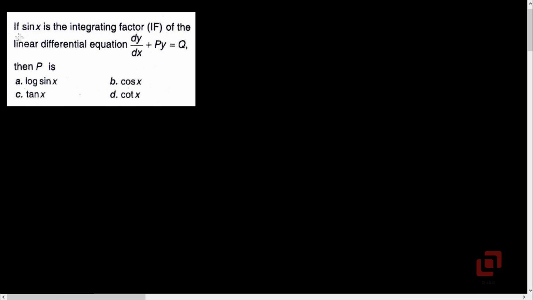Let's go to the next question. If sine of x is the integrating factor of the linear differential equation dy by dx plus py equal to q, then p is. This problem is a bit different because in this case they are not asking us to find the integrating factor. It is already given that the integrating factor is sine of x. They are asking us to find p.